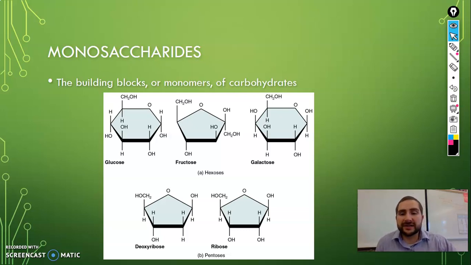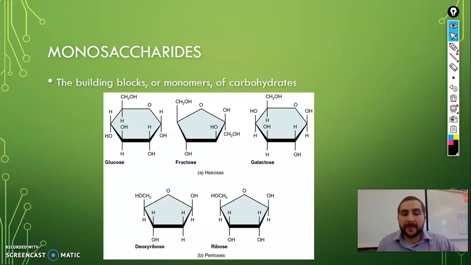For carbohydrates, we call the monomers monosaccharides. These are going to be our small building blocks of the larger carbohydrates. Mono meaning one, saccharide meaning sugar. So one or simple sugar. These are going to be the very simple molecules. We call these the simple sugars, and these are going to be broken down very easily and readily for energy.